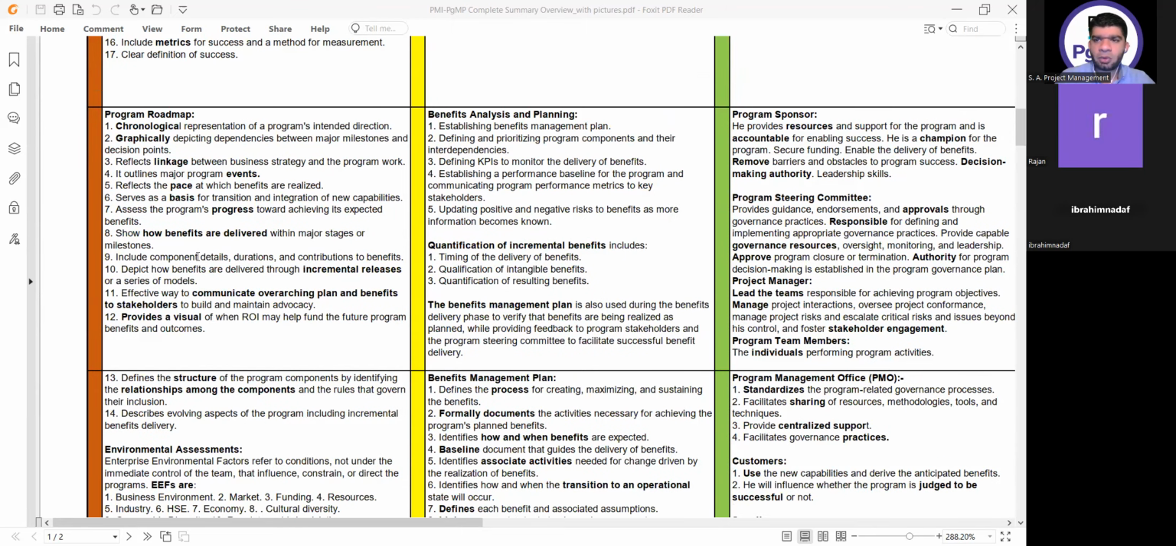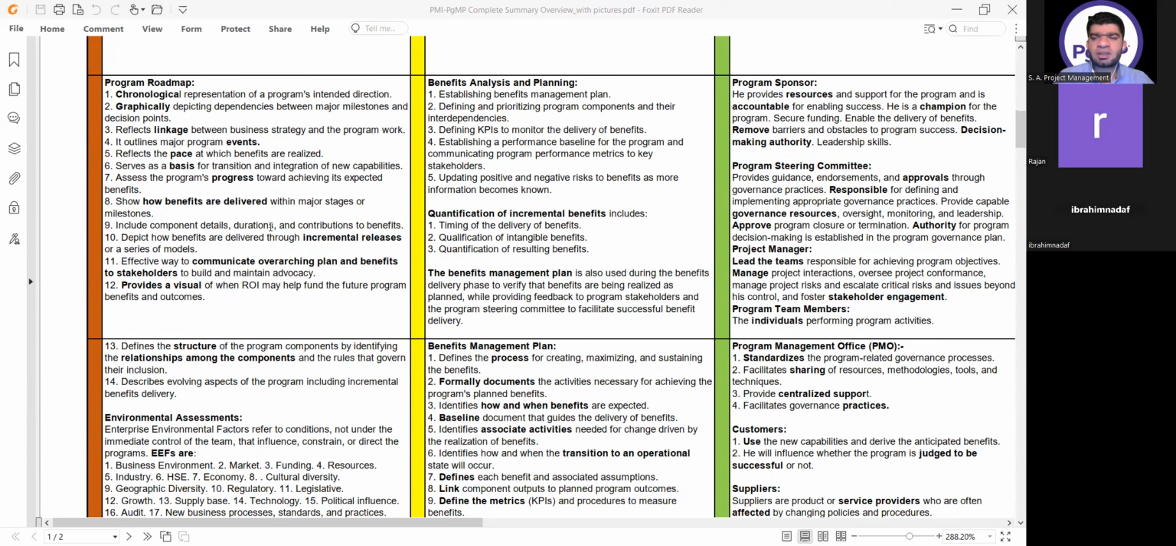Then comes the program roadmap. At this moment, we already have the business case and charter with us. Then we need to make the chronological representation of a program's intended direction, the linkage between the business strategy and the program work, and the pace at which the benefits are realized. Program progress, how much has been delivered and what is going to be delivered, is coming in the program roadmap, return of investment or something like that.